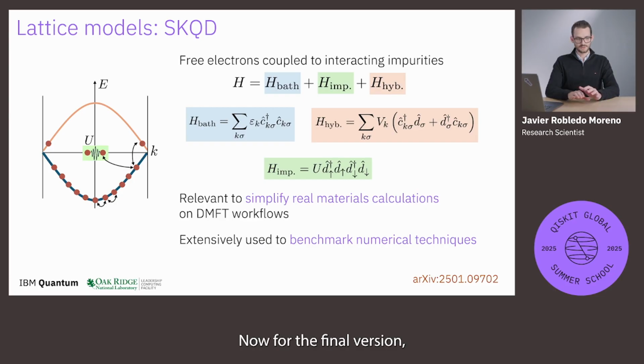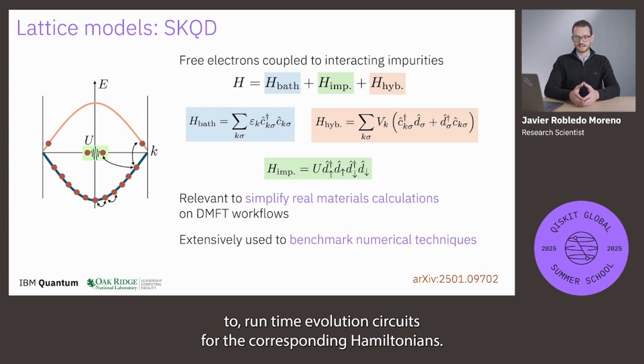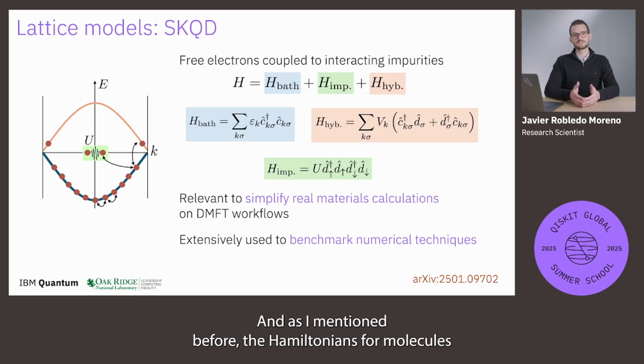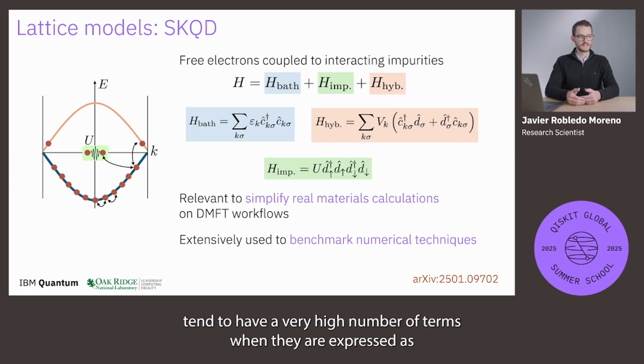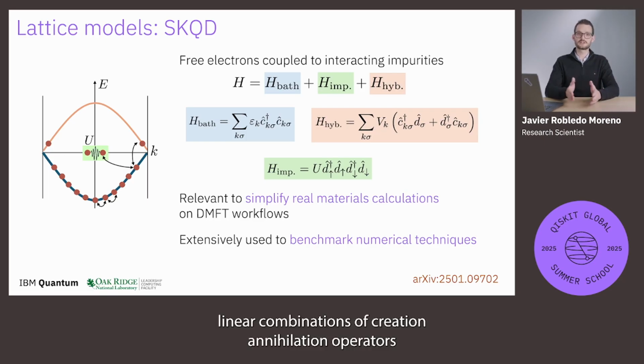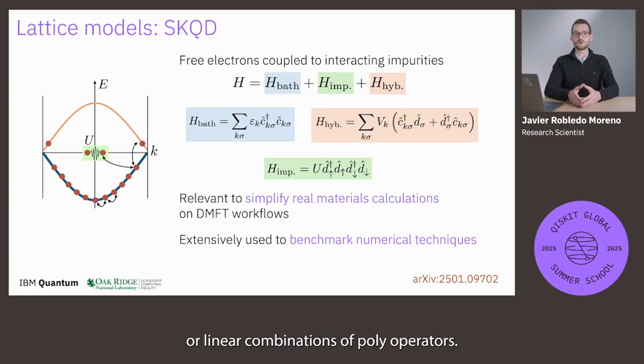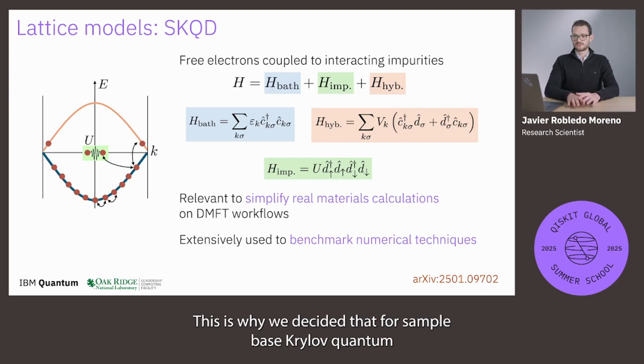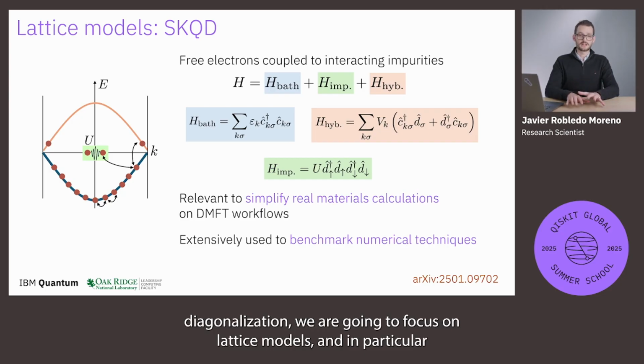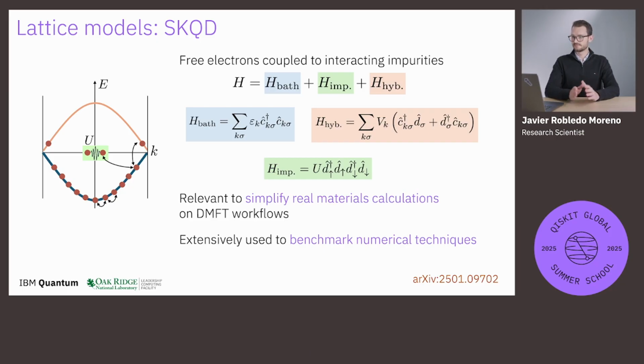Now, for the Krylov version, recall that we need to be able to run time evolution circuits for the corresponding Hamiltonians. And as I mentioned before, the Hamiltonians for molecules tend to have a very high number of terms when they are expressed as linear combinations of creation and annihilation operators or linear combinations of Pauli operators. This is why we decided that for sample-based Krylov quantum diagonalization, we were going to focus on lattice models. And in particular, we're going to focus on impurity models.